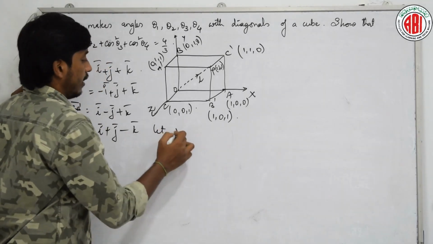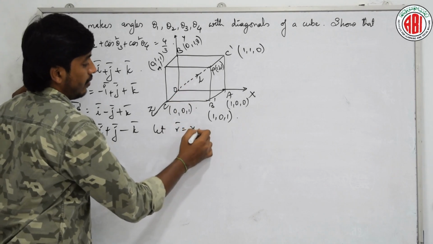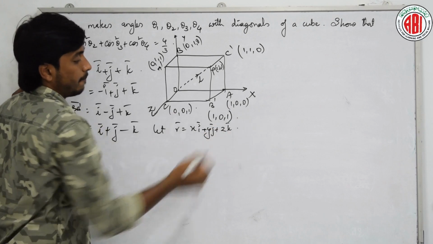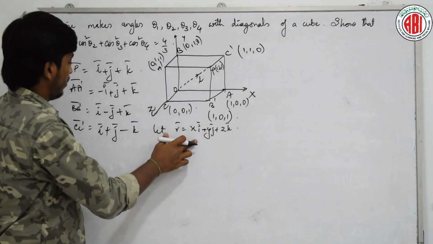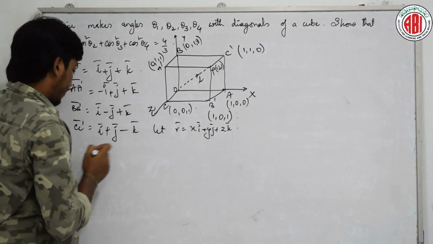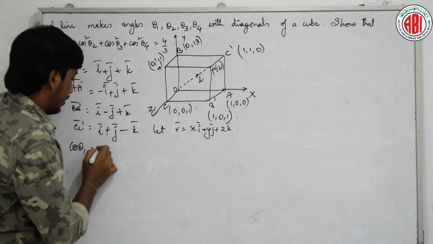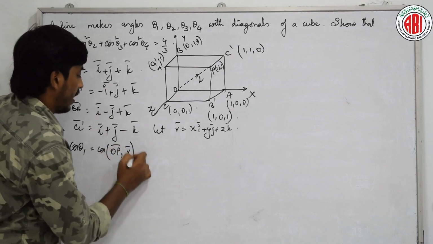Let a vector r bar, or simply r, be equal to xi plus yj plus zk. Let us say theta 1 is the angle between the first diagonal and this. Now let us find it out. Cos theta 1 is equal to cos of, let us say, the angle between OP and r.